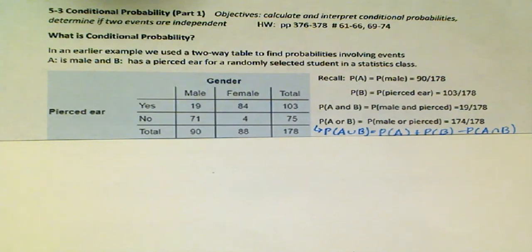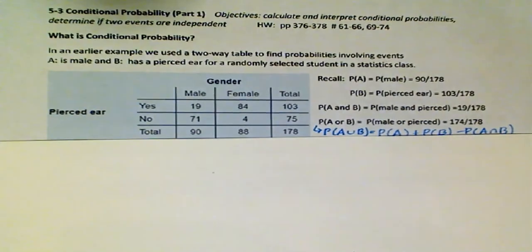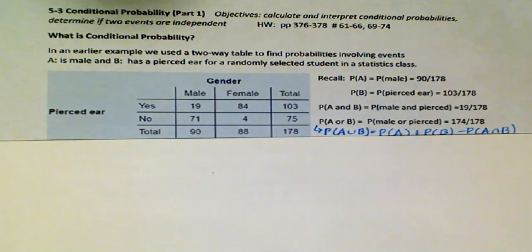This whole section is on conditional probability. It's broken up into 3 parts. Today we're going to be talking about how to calculate and interpret conditional probabilities and how to determine if two events are independent. Okay, first of all, what is a conditional probability? It's probably what you think it is. Conditional means there's a condition, okay?